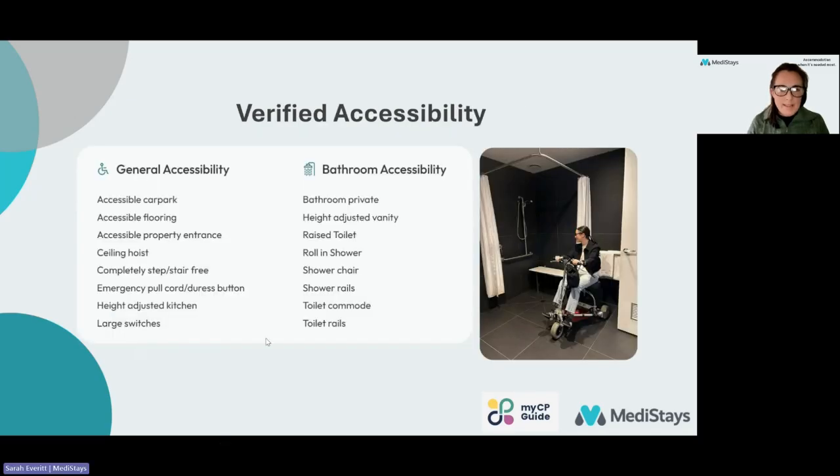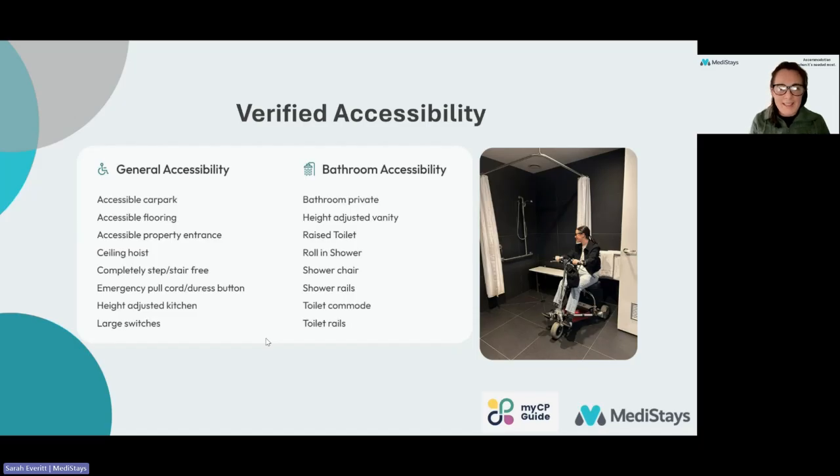Our role at MediStays in verifying accessibility is absolutely essential for our community and for people using our service. If it wasn't, they would probably just jump on to Expedia or Booking.com and trust that process. But none of those websites verify the accessibility. It's measured and inputted by the staff on the ground. And for people travelling to hospitals, that's often not accurate.